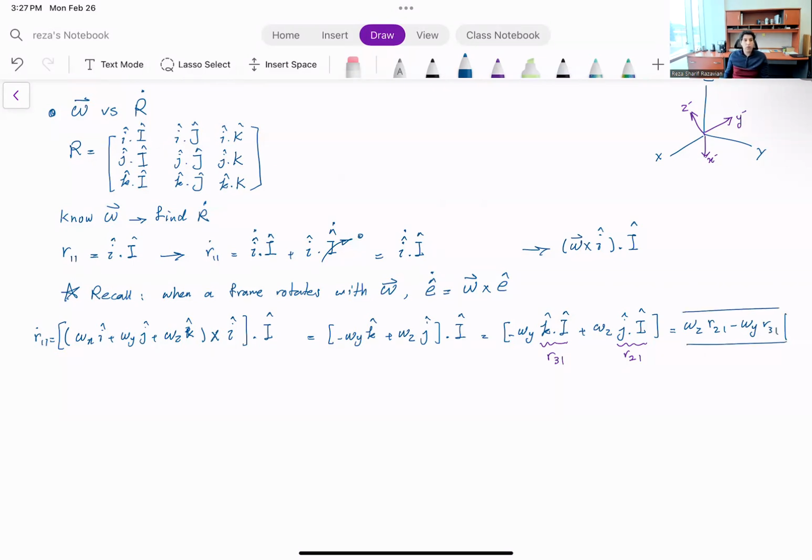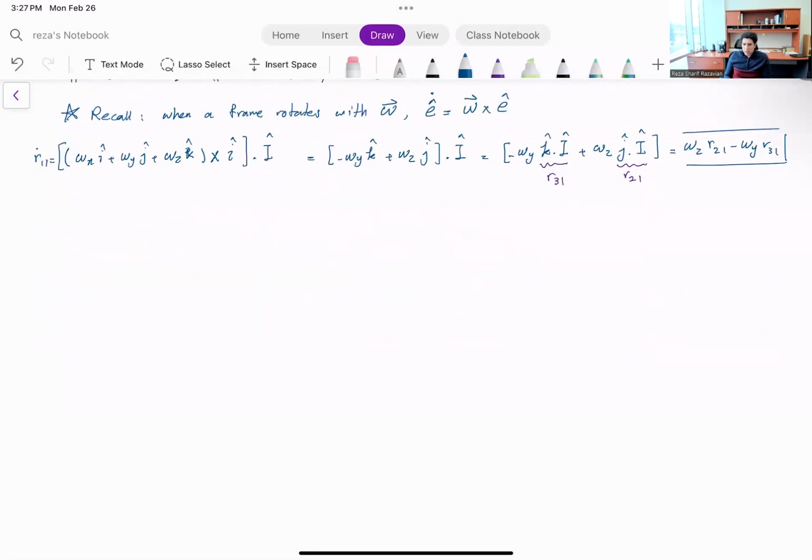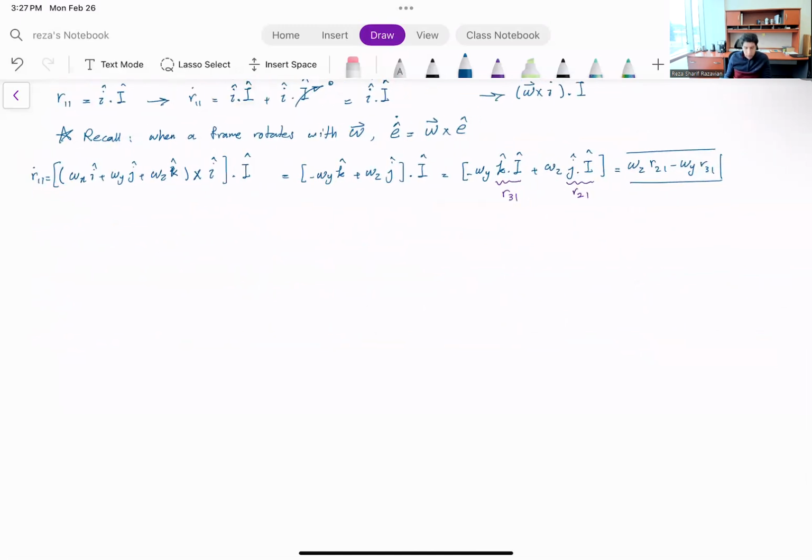And that's it. So if you know your current rotation matrix, how the body or the frame has rotated so far, and you know the angular velocity, omega z and omega y, you can find the first component of R dot. You can do the same thing for R21, R31, and the time derivative of any of those. So when you do that, R dot, which is R dot 11, R dot 12, and so on in other directions, all of it follows a similar pattern as what we found here.